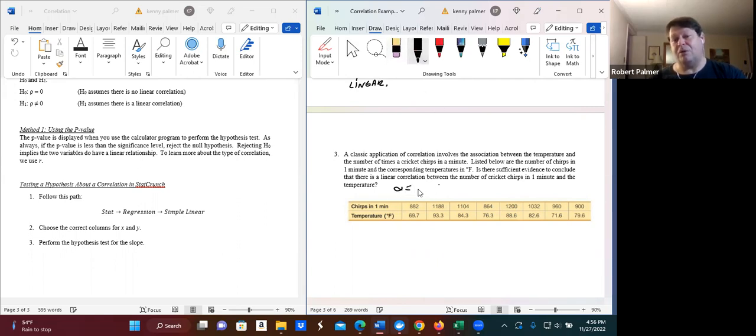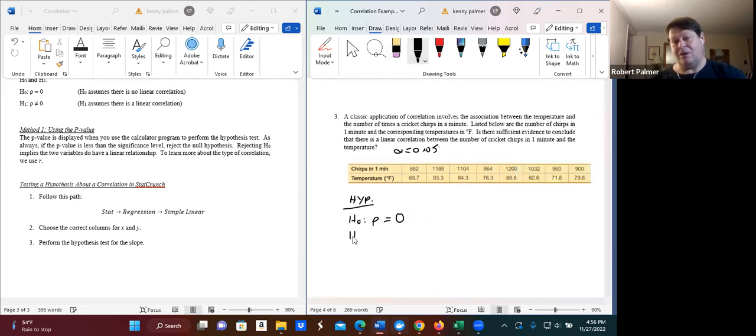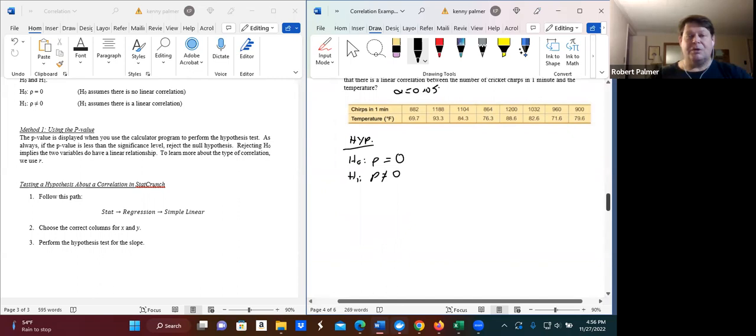So our alpha will be 0.05. And then our hypotheses, once again, just abbreviate that. H0 is once again assuming that the true population correlation, that there is not one, is 0. And then H1 or HA is that the true population correlation is not 0, but there is some relationship. As we did before, let's go to StatCrunch.